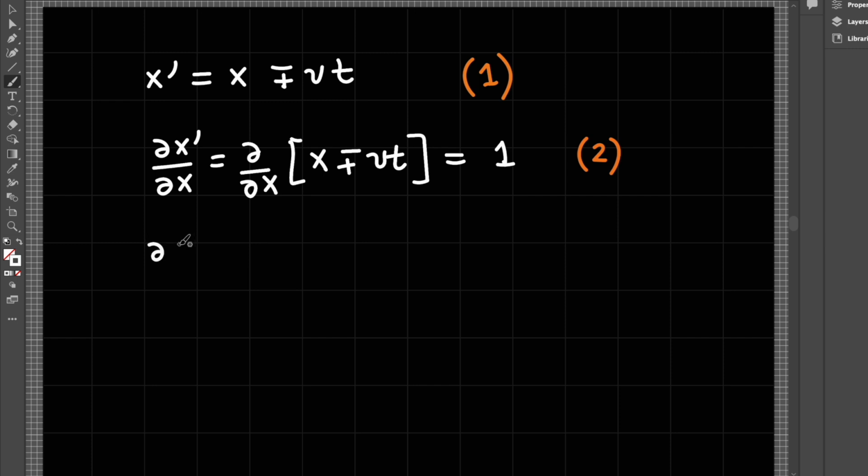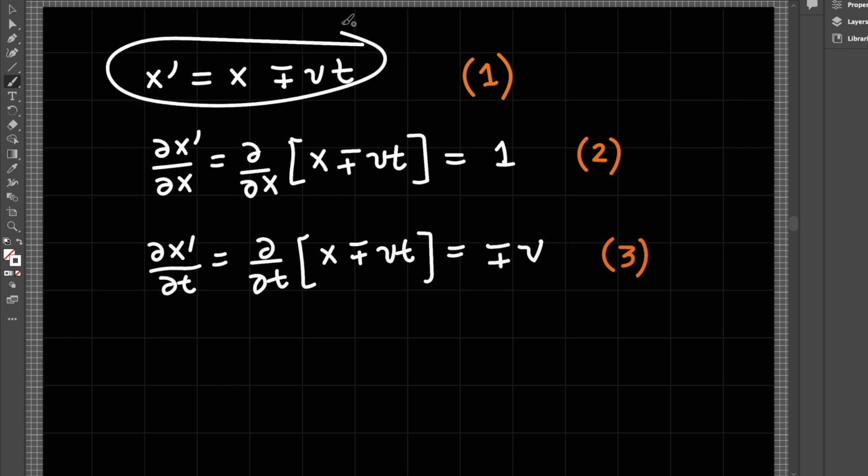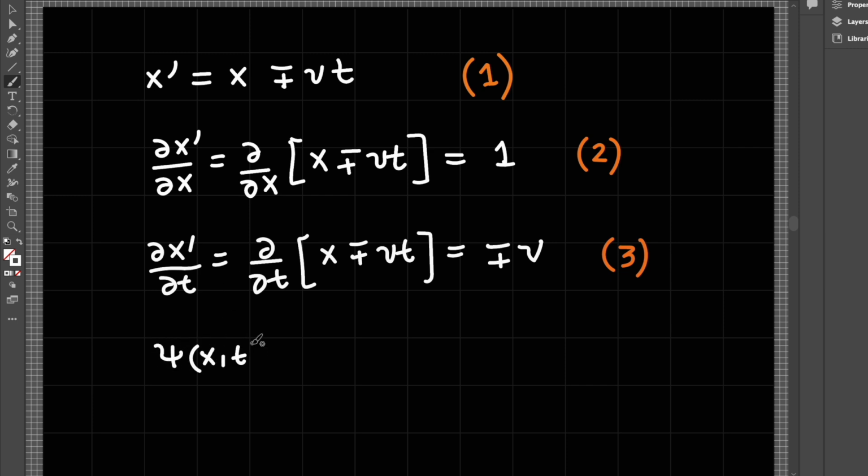This time, if we take the derivative of x' with respect to time, we have partial with respect to t of x minus or plus wave speed times time. So we have negative or positive wave speed. Let's label this as equation 3. So going back to this expression, recall that our function for the wave is a function of x and time. Let's label this as equation 4.